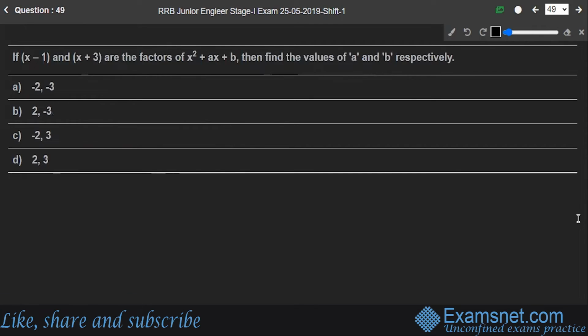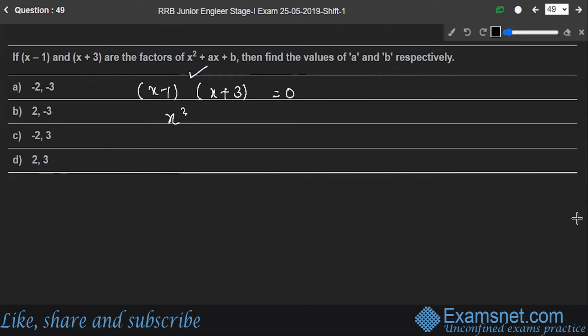Next is question number 49. If x minus 3 and x plus 3, x minus 1 and x plus 3 are the factors of this equation, you have to find out the value of A and B. Okay, so let's open it up. X minus 1, x plus 3. These are the two factors. Let's multiply. That means if these are the two factors of any equation, that means the product is equal to 0. So let's open it up.